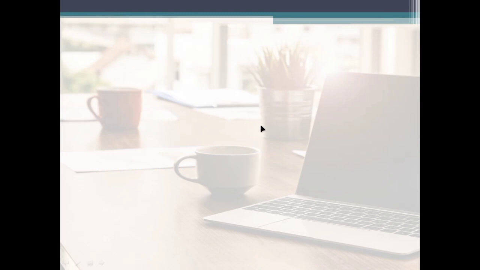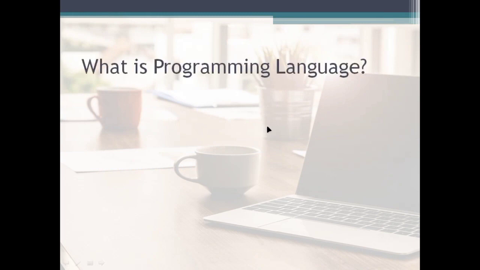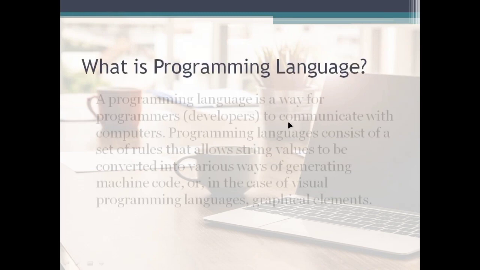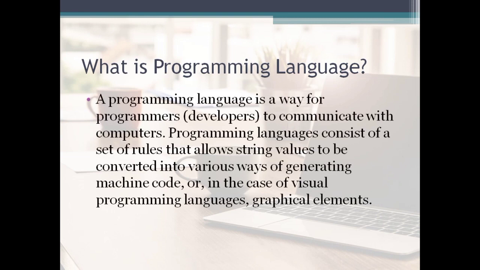So what does a programming language basically mean? A programming language is a way for programmers or developers to communicate with computers. This means that the computer does not understand the language that we use to speak regularly. Computer only understands the language in the form of binary codes, that is 0 and 1. So we need a specific language to communicate with the computer so that we can provide input to the computer and the computer will give output to us.